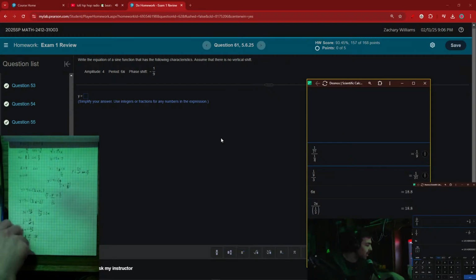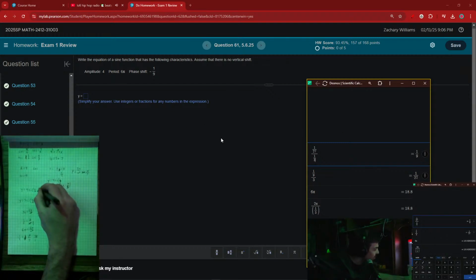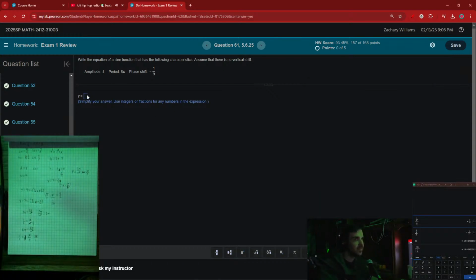That makes our equation y equals 4 sine 1/3 x plus, because the phase shift is negative, 1/27. Not 72nd, 27.